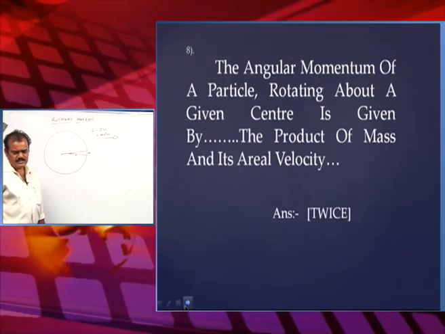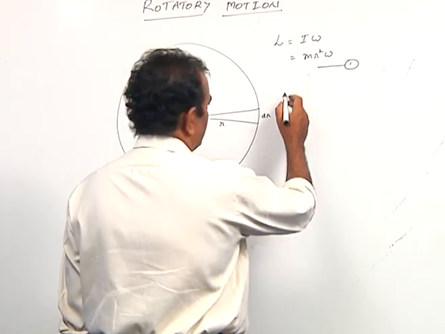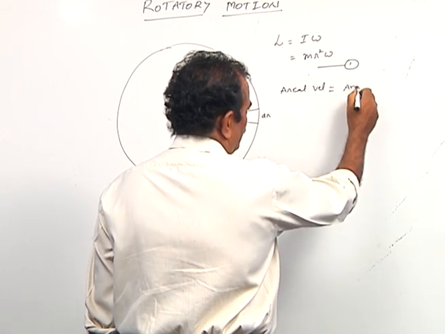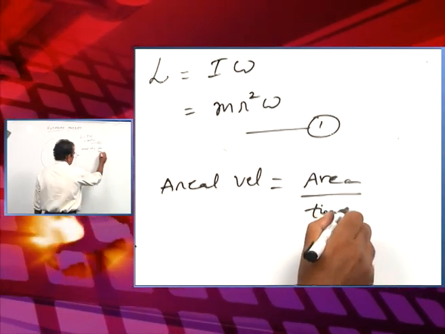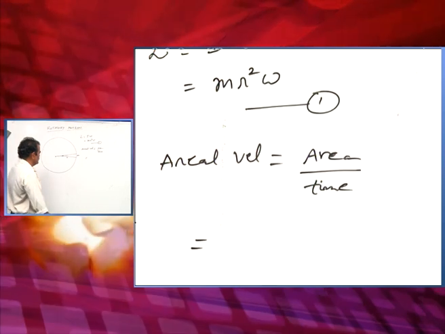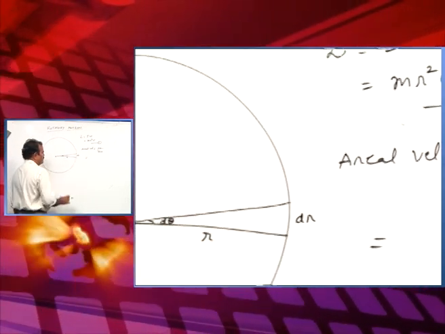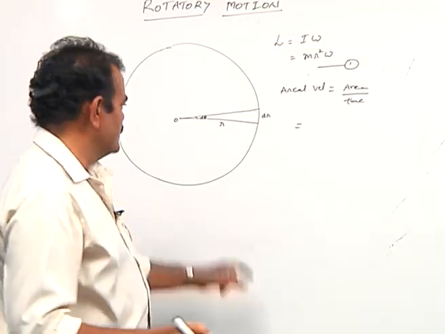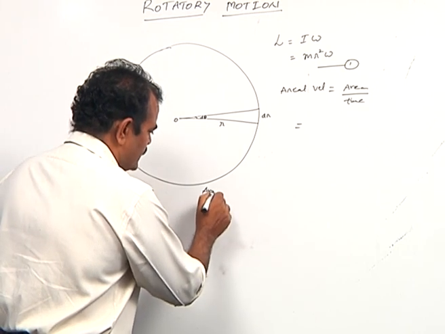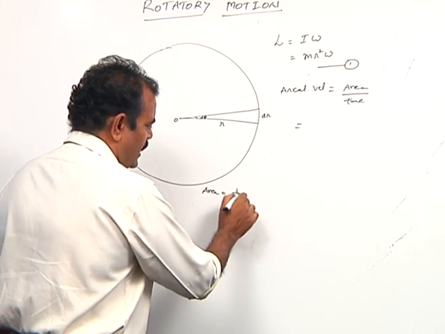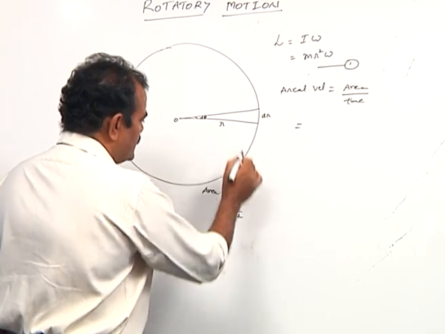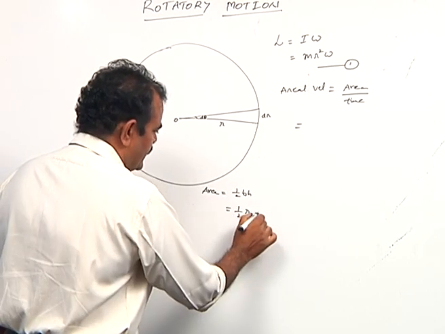Now for the product of the mass and its areal velocity, we start from the areal velocity. Areal velocity is nothing but area by time. How do we find this area? It is just similar to a triangle, because the angular displacement is very small. So the area can be determined like this: the area of a triangle is half base times height, so one by two, where the base is r and the height is dr.